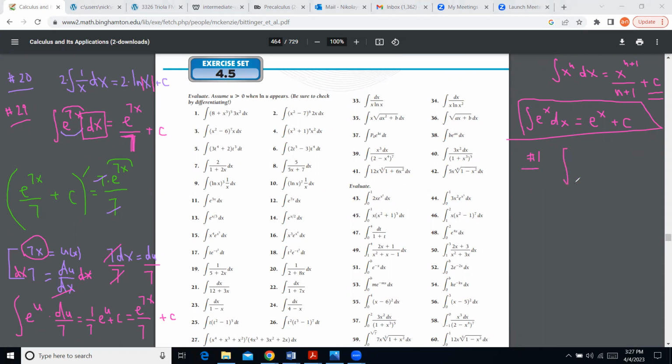So I'm going to be integrating here 8 plus x cubed in the parentheses, and this is raised to the power of 5. And it's also multiplied by 3x squared dx.